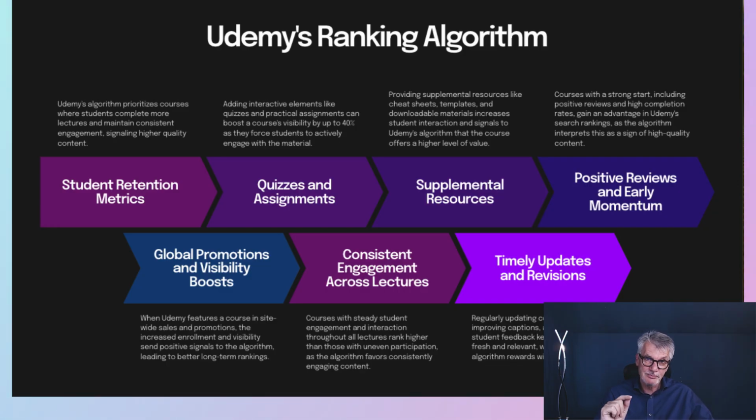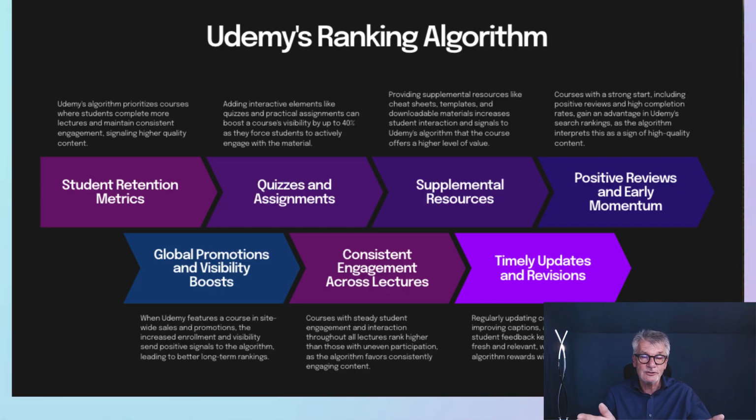The algorithm prioritizes courses that keep students engaged. One instructor saw their course jump to first results page simply by adding downloadable resources. Udemy noticed that students spent more time with the material, signaling higher quality to the algorithm. This shows how small changes can dramatically improve visibility.